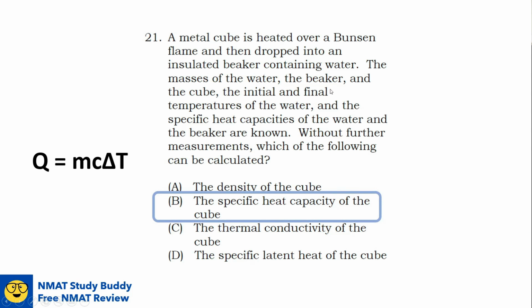So dito, given na kasi yung mass nung water, nung beaker, and nung cube, given na rin yung initial temperature and final temperature, which is yung sa delta T. And then, yung specific heat ng water and beaker is already known. So bale, pwede kang magkaroon ng equation na mc delta T nung water is equal to the mc delta T nung cube. So, kapag ginamit mo yun, pwede mo nang makuha yung specific heat capacity ng cube.